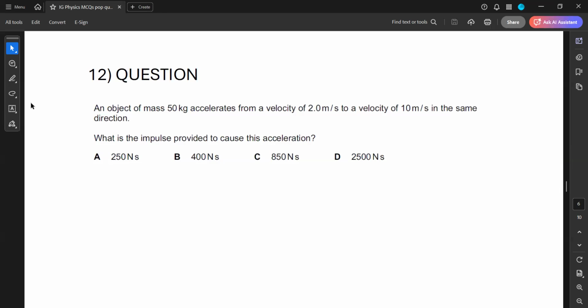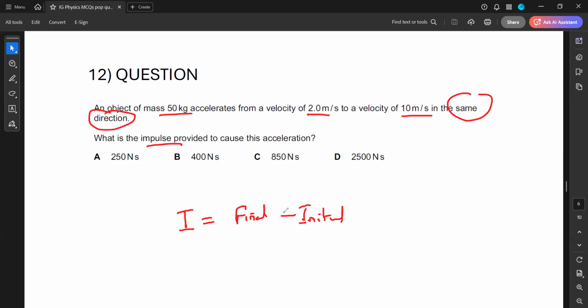Question 12. An object of mass 50 kilograms changes its velocity from 2 meters per second to 10 meters per second in the same direction. What is the impulse? Final minus initial. Good. So in this case, the impulse will be final minus initial momentum, and you use this because the object does not change direction.